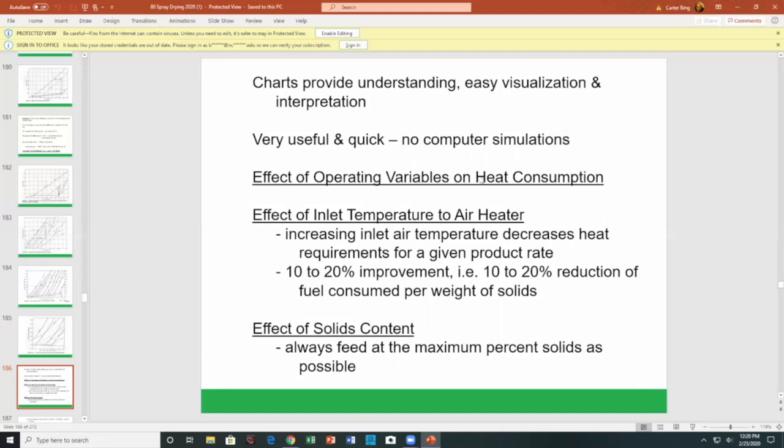Effective operating variables on heat consumption, the effective inlet temperature: basically, an increase in the inlet air temperature decreases heating requirements. 10 to 20% leads to 10 to 20%, right? Reduction in fuel. Always feed at the maximum percent solids possible, right? Very important.